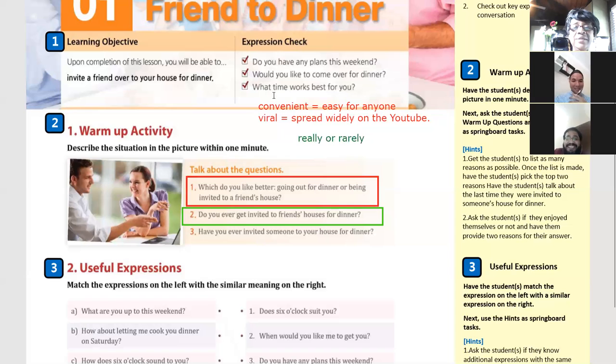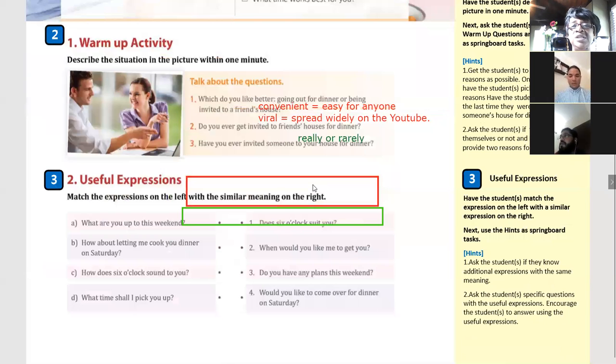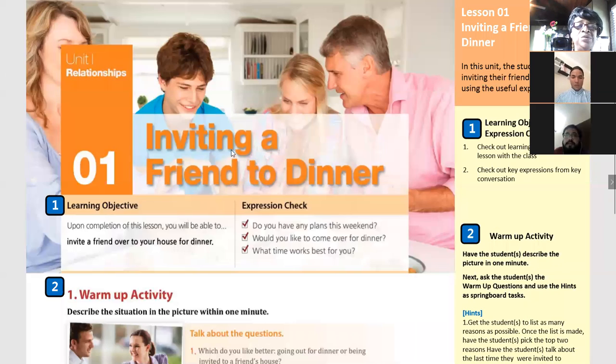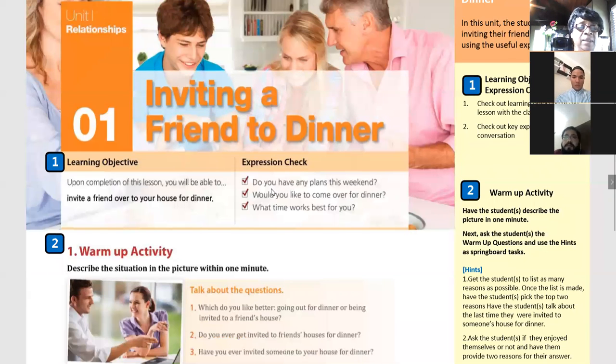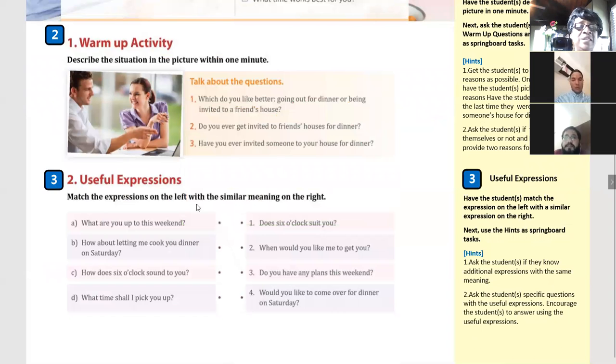Okay, nicely done. Just to give you a quick review of words that I want you to use, really or rarely, great choice of words. I just wasn't sure, but rarely is a very good academic word to use. So thank you for that. So here are some useful expressions that we're going to talk about today. And the goal is to be able to invite a friend to dinner. So if I look at these expressions, they may not seem as if they fit, but they will do.